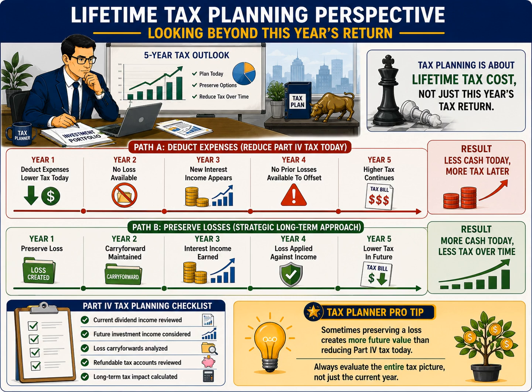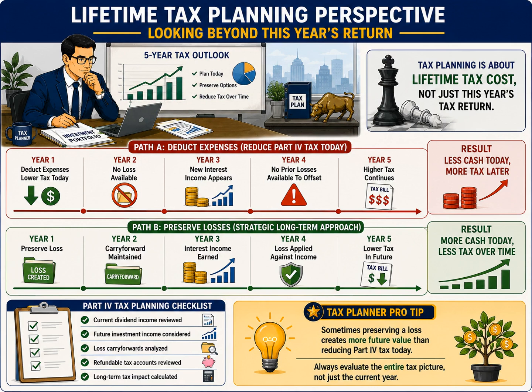At the bottom of the slide, you'll see a practical Part 4 tax planning checklist. Before deciding whether to use expenses against dividend income, a tax planner should review current dividend income, evaluate expected future investment income, analyze available loss carryforwards, consider refundable tax accounts, and calculate the long-term impact of each option.